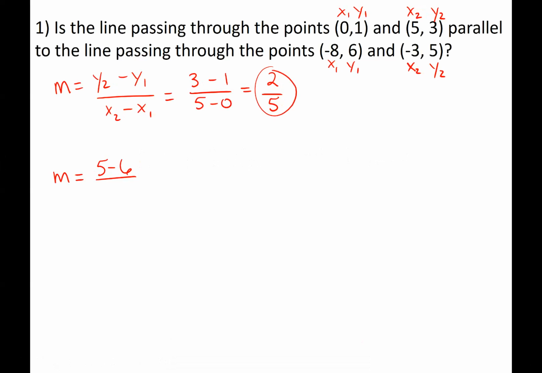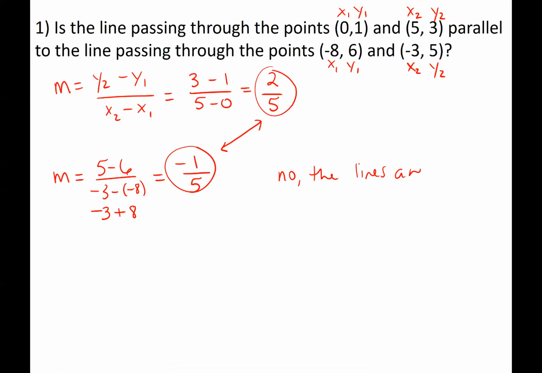5 minus 6 and negative 3 minus negative 8. Careful with the minus a negative. 5 minus 6, I get negative 1. Negative 3 minus negative 8 means plus 8, which gives me an answer of 5. Then I want to compare the two slopes, and since they are not the same, we would say, no, the lines are not parallel.